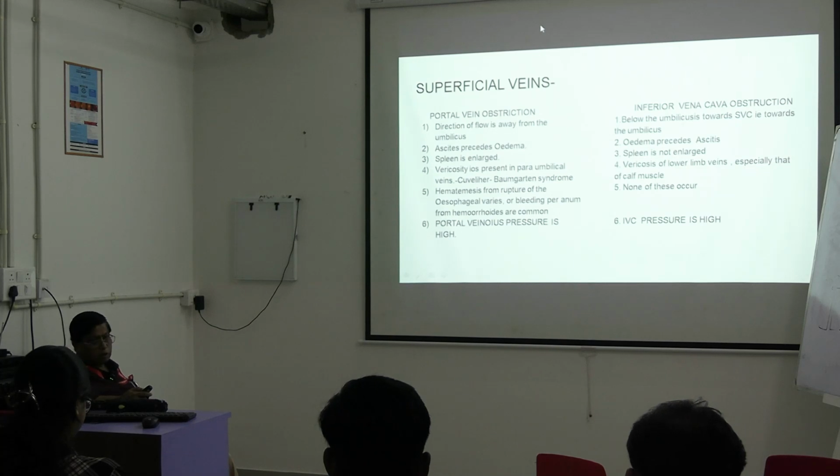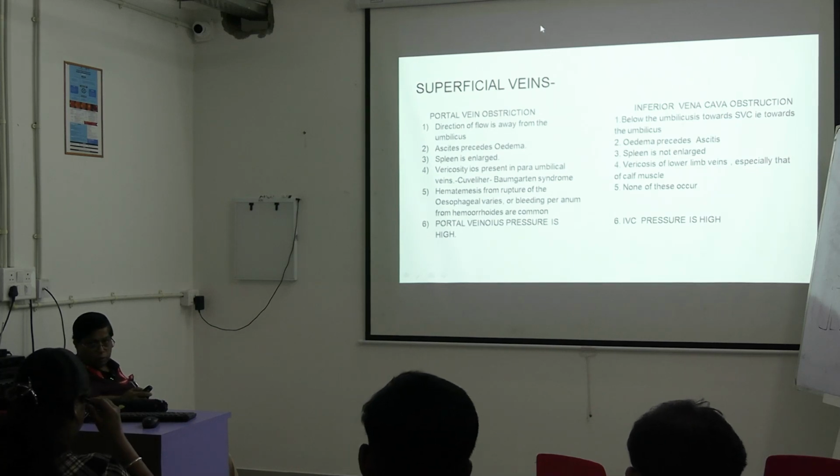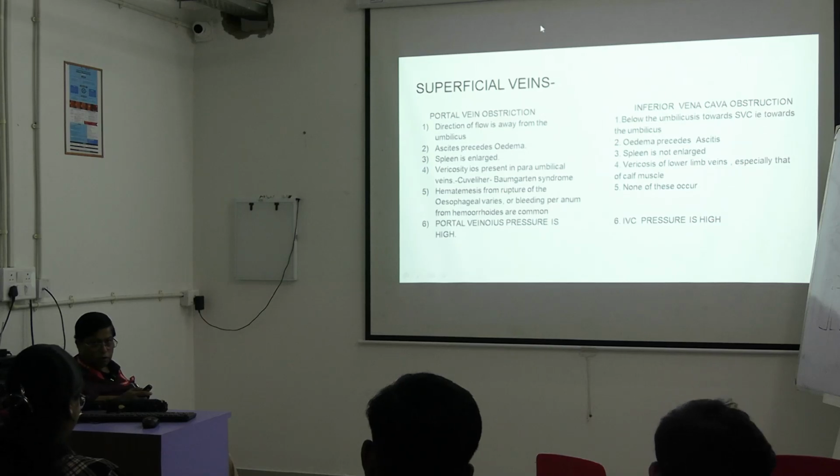Varicosity may be seen in the lower leg veins, because the lower leg veins suffer the most, as they cannot drain properly. Being the farthest from the inferior vena cava, these veins suffer from draining. So the lower leg veins suffer most in inferior vena cava obstruction, and they get varicosed.